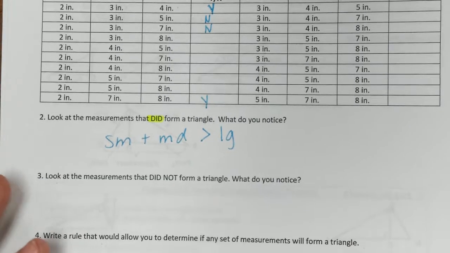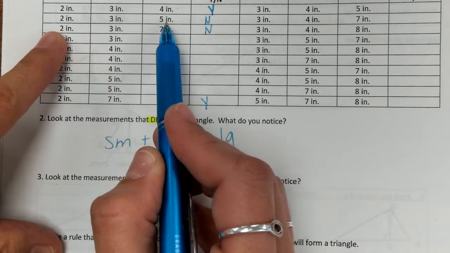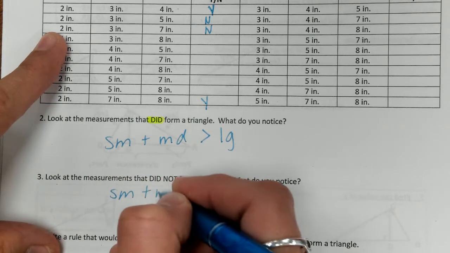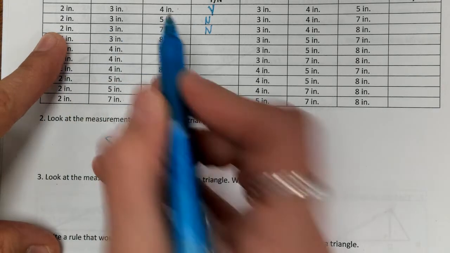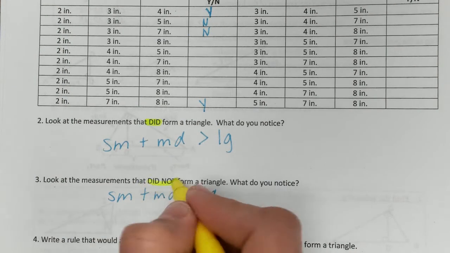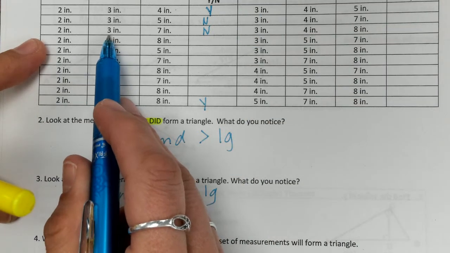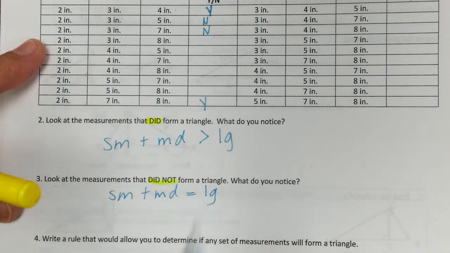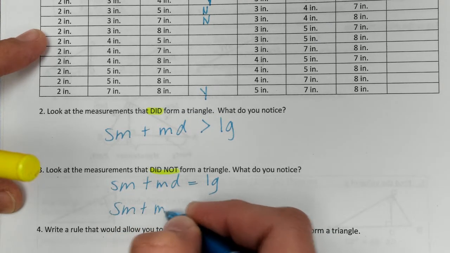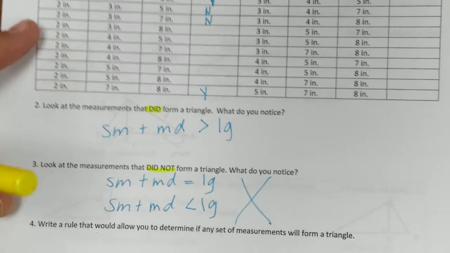When we looked at the ones that did not, one of them had 2 and 3 and then 5. But when you added your small plus your medium, it ended up equaling the large. So this is going to be one that does not form a triangle. The one underneath has 2 plus 3, which is 5, and that's less than the larger side. So if you have small plus medium less than the large, we do not have triangles.